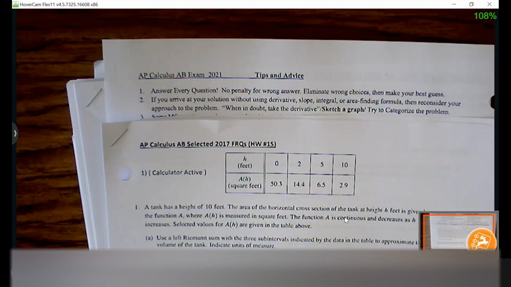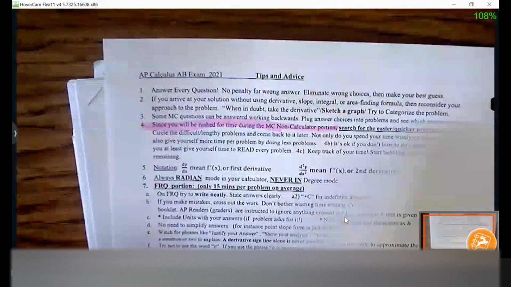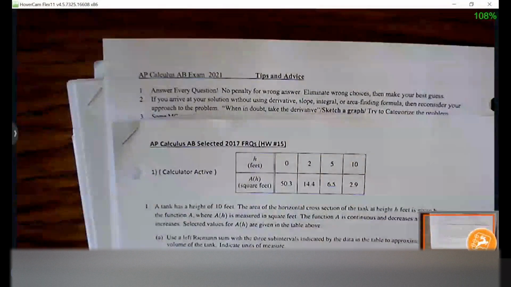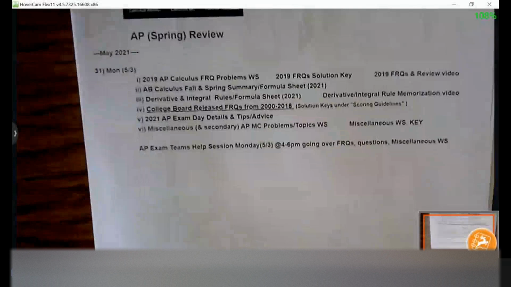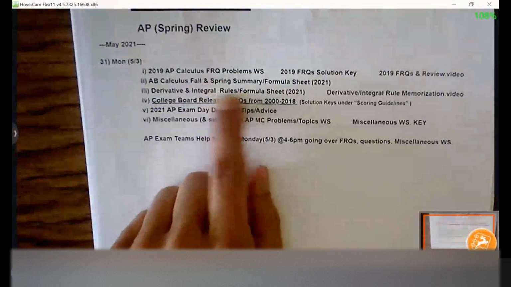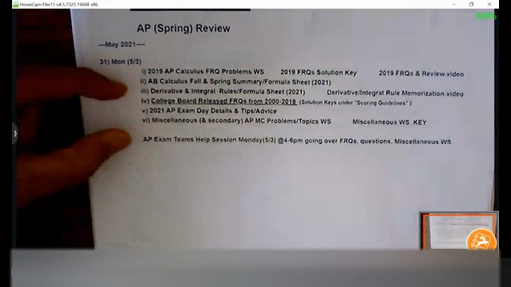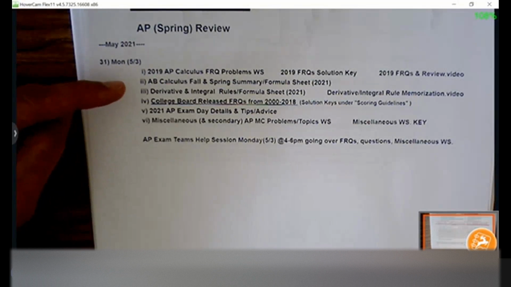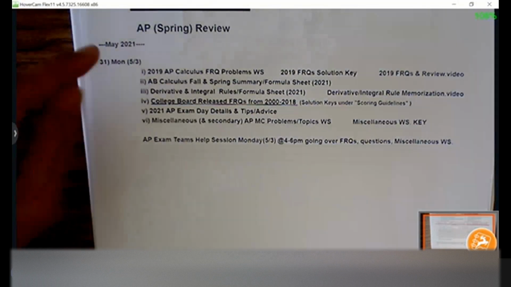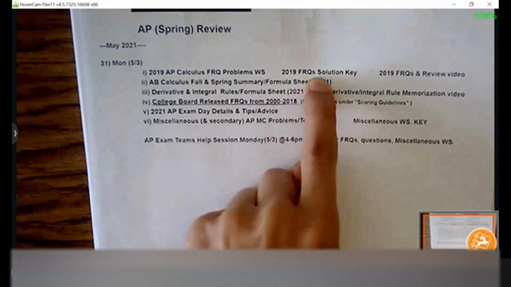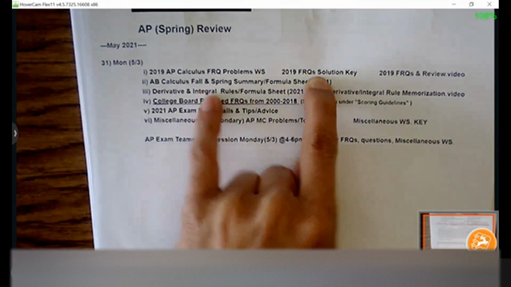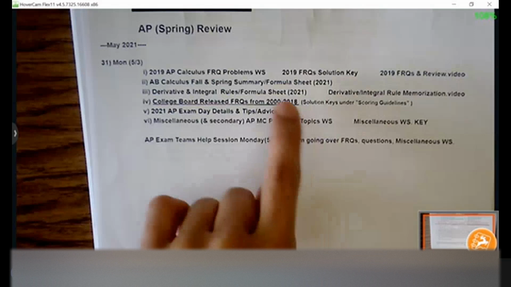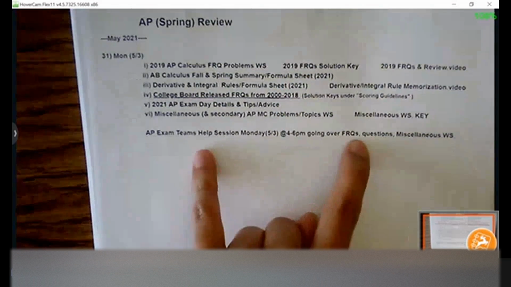Okay, so on Monday we'll do FRQs for 2019. Wait, one more thing. On my website I've begun to organize what I feel are the most important documents for you to maybe look through and review. So we'll go through 2019 FRQs on Monday. I'll have the key, and anything that we don't get to, I can always have a help session in the afternoon.